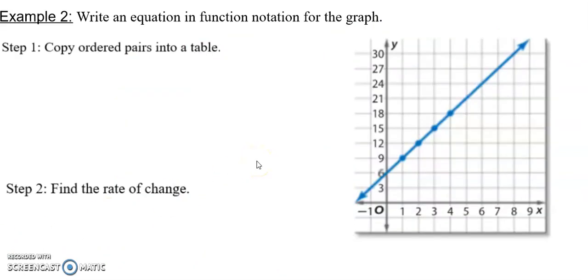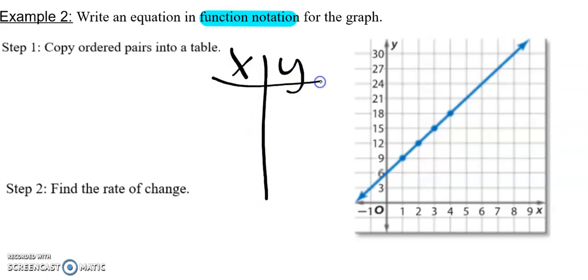All right, example 2: write an equation in function notation for the graph. So we know we have to write an equation, and I'm going to hold on to that function notation. We're going to come back to that. So we have some steps here. Step 1, copy the ordered pairs into a table. You don't have to have a fancy table. Just draw a quick little T-chart, x and y, and get some of the ordered pairs down.